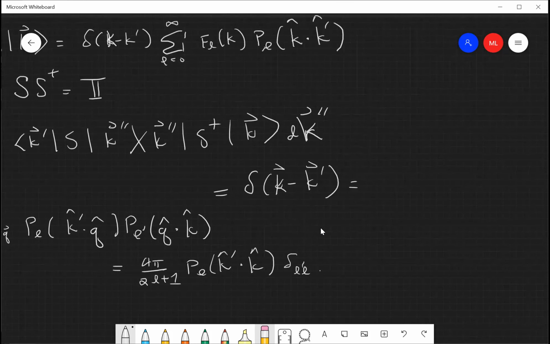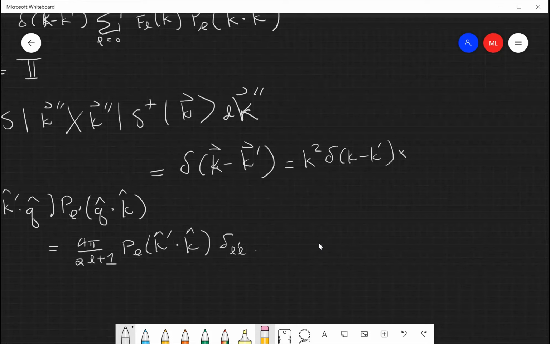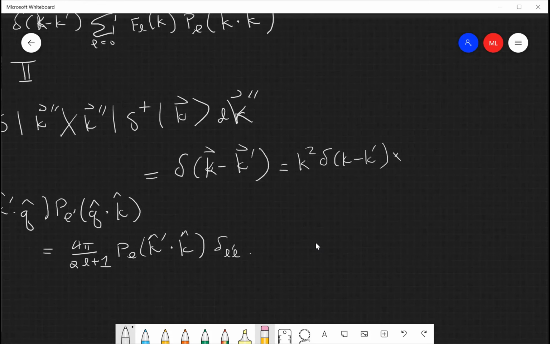The delta function in partial waves is given by k squared delta of k minus k prime. That's just the measure part of the delta function. This is a 3D delta function. This is a 1D one. So there's a factor of k squared that comes in. And the angular part of the delta function can be expanded in partial waves as follows. It's 4 pi over 2l plus 1.